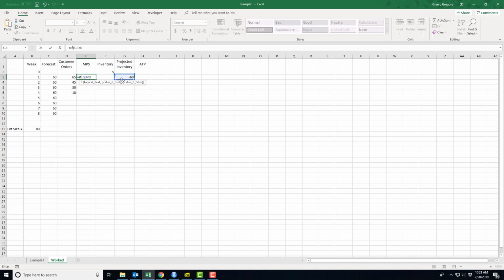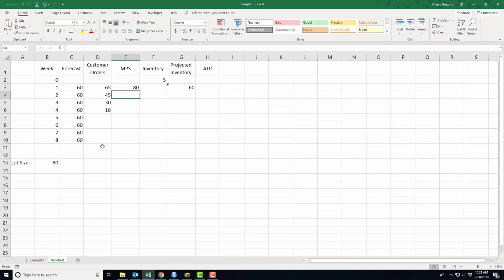Okay, so if this projected inventory is negative, then I need to create a lot. And our lot size is 80 in each time period. So when we produce, it's produced in blocks, and it's produced in blocks of 80 units. Okay, so this MPS is either I'm adding 80 units or I'm adding nothing. So that's my if statement. If my projected inventory is negative, produce 80 units, otherwise produce nothing. Okay? So there's my MPS.